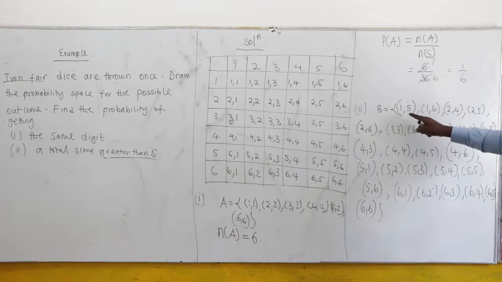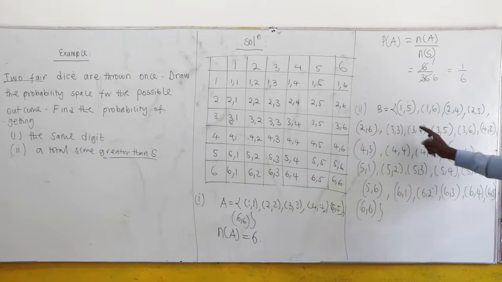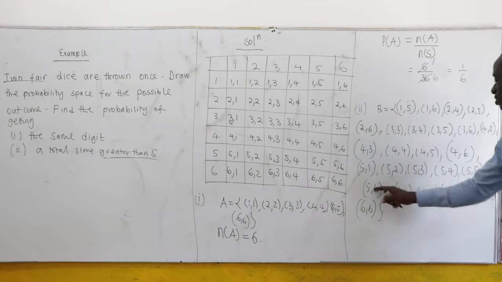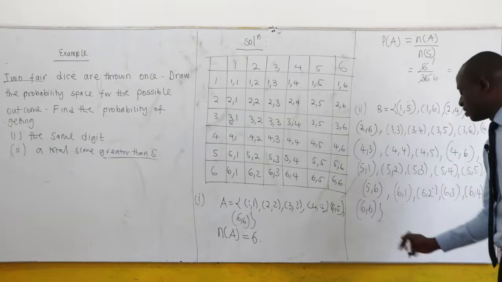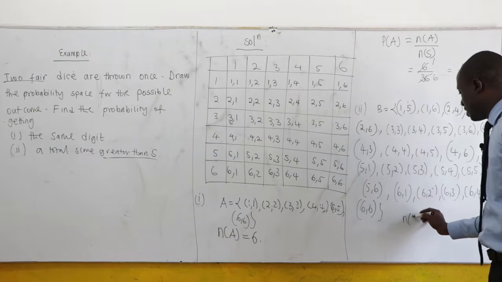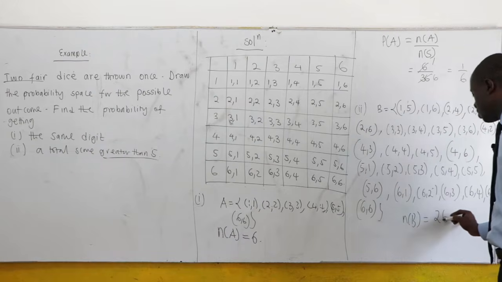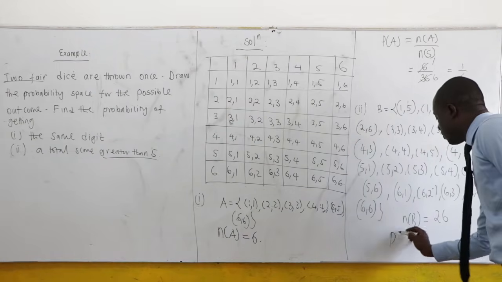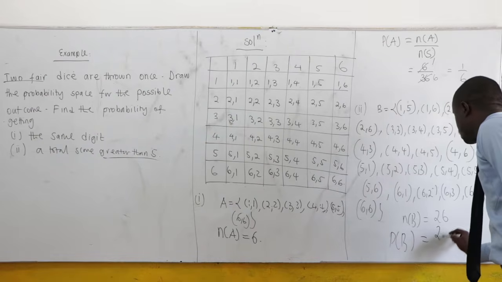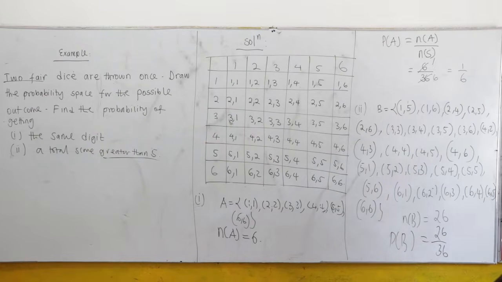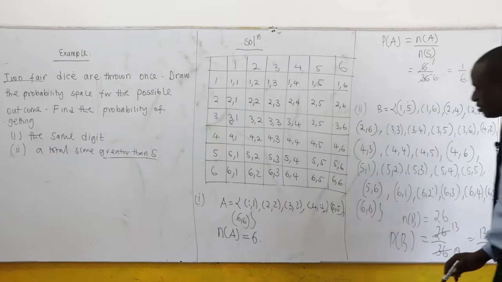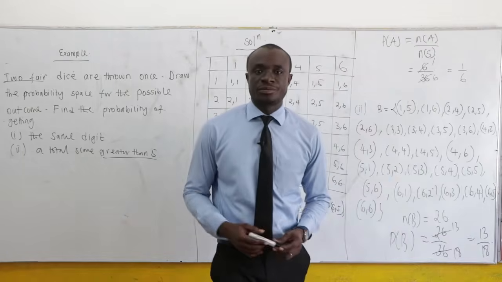So let's see the number of events. How many do you have? 1, 2, 3, 4, 5, 6, 7, 8, 9, 10, 11, 12, 13, 14, 15, 16, 17, 18, 19, 20, 21, 22, 23, 24, 25, 26. So the number of events B is equal to 26. So the probability will be 26 over 36. 2 goes into 26, 13, and 2 goes into 36, 18. So you have 13 over 18, which is very, very easy.